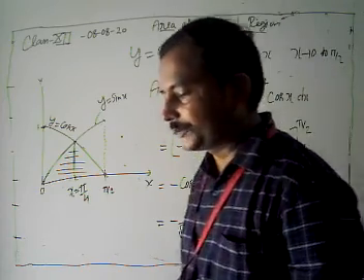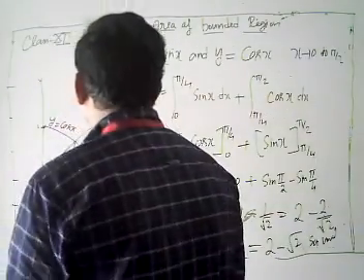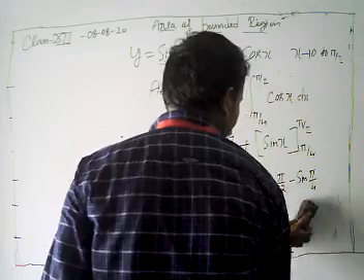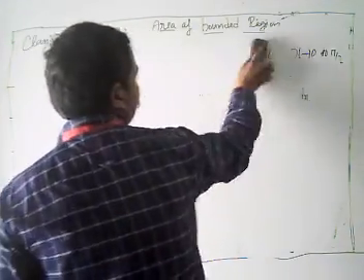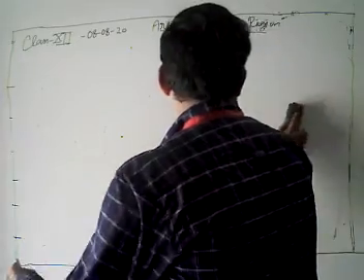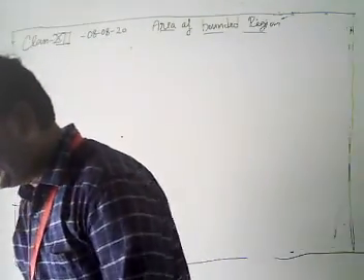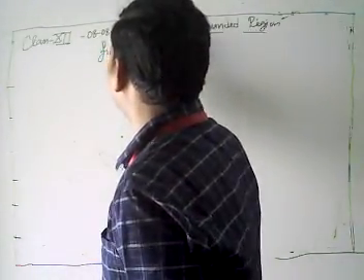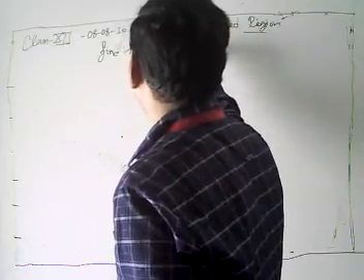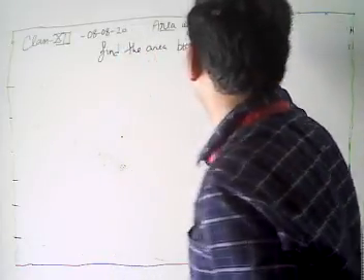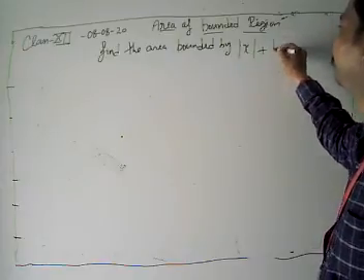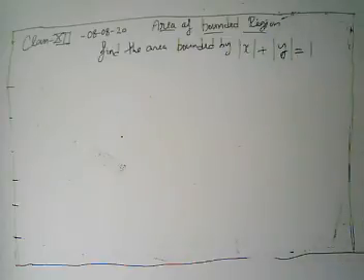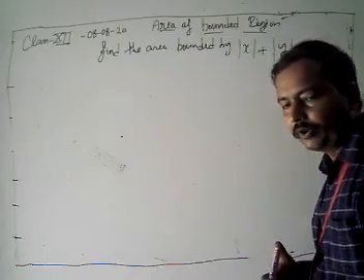Now we are going to move on to our next problem. Again, it's using the method of integration. Using the method of integration, find the area bounded by mod x plus mod y equal to 1. Using the method of integration, we have to find the area bounded by mod x plus mod y equal to 1.